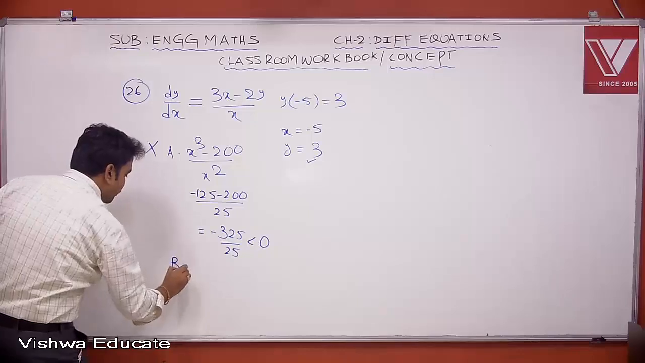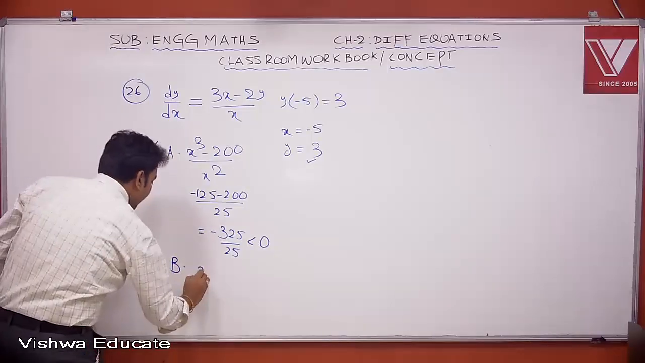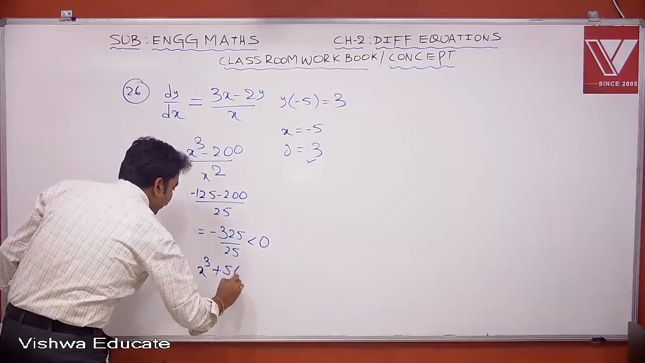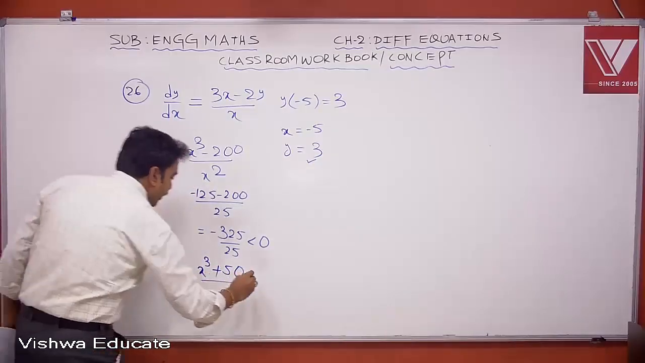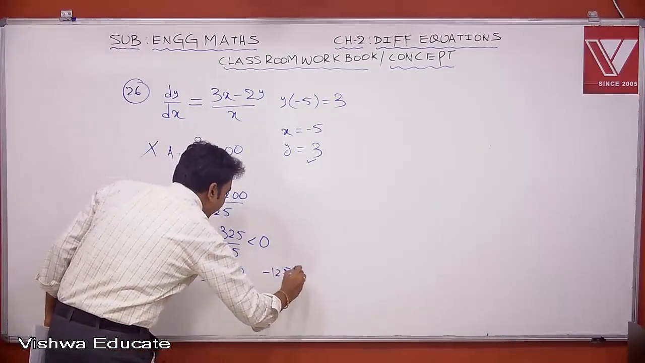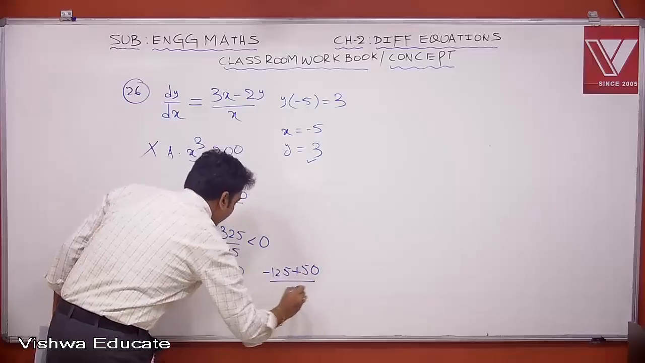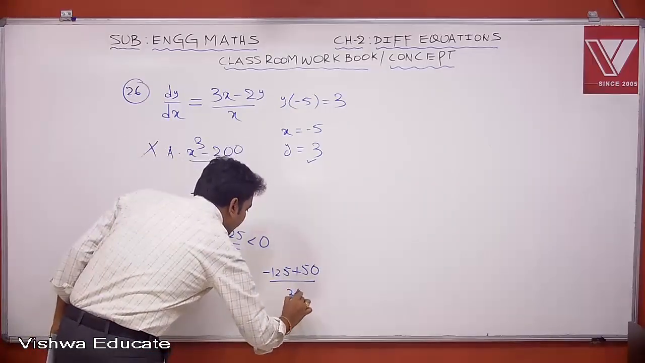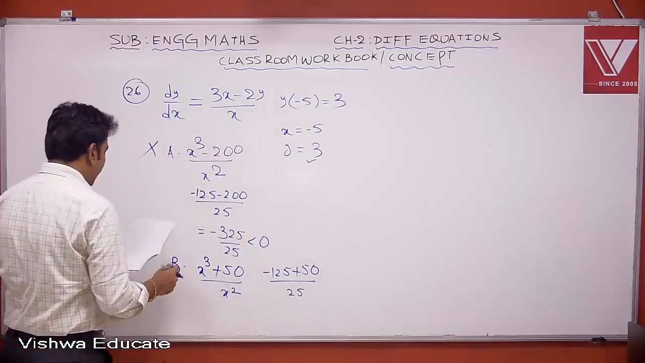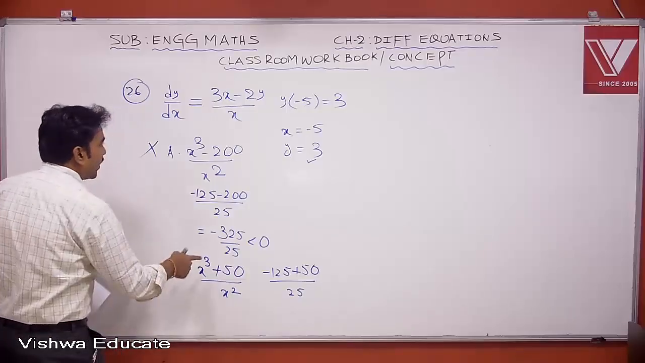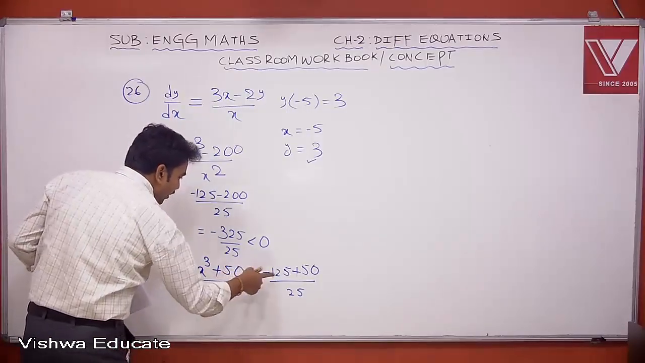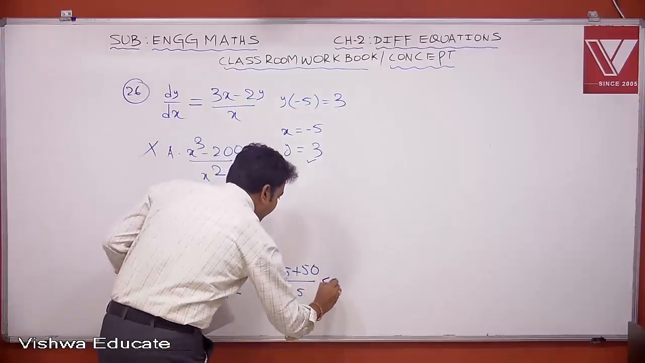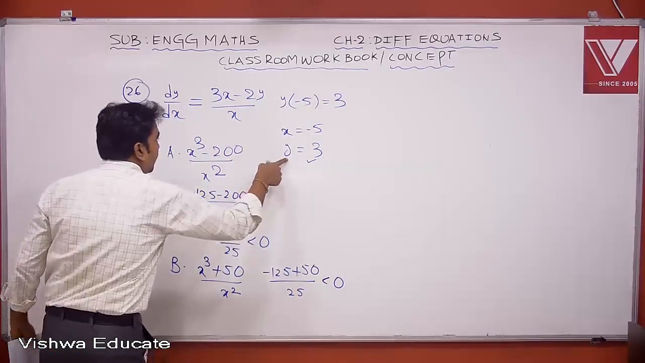Now let us verify option B. It is (x cube plus 50) divided by x square. Replace x by minus 5. This gives (minus 125 plus 50) divided by (minus 5) whole square, which is 25. So when x is minus 5, minus 125 plus 50 is minus 75 by 25. This is again negative, but y must be plus 3.